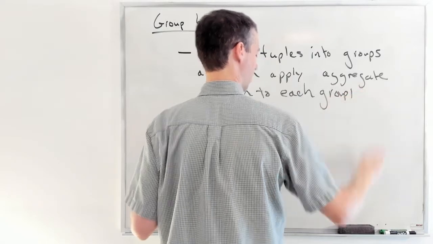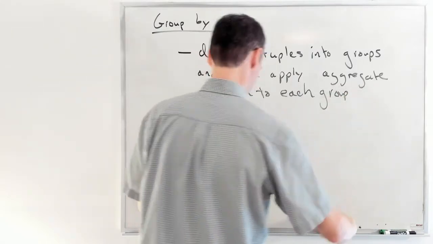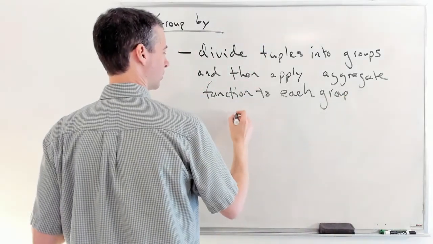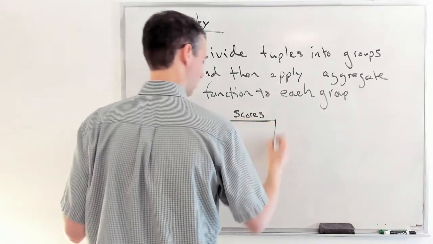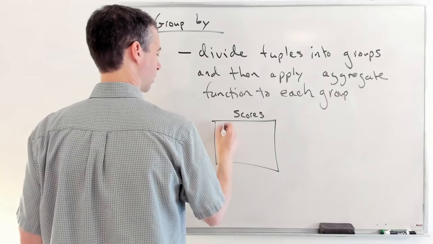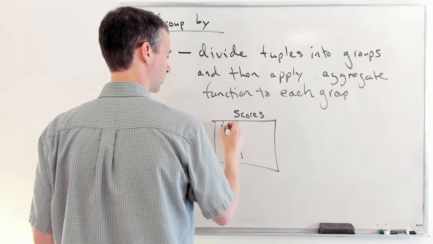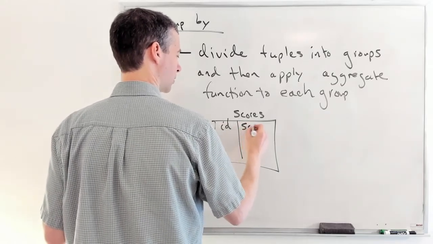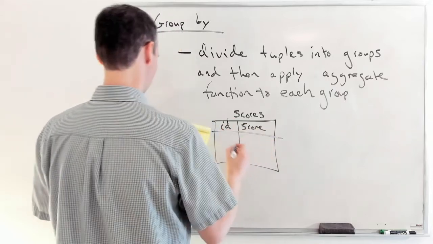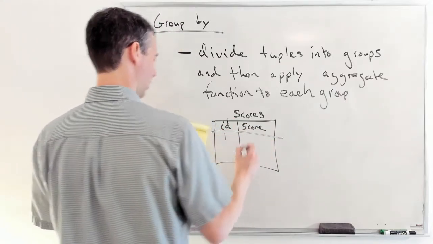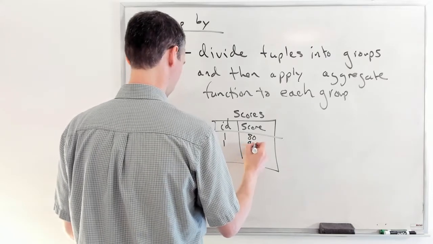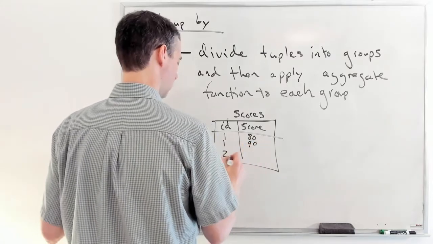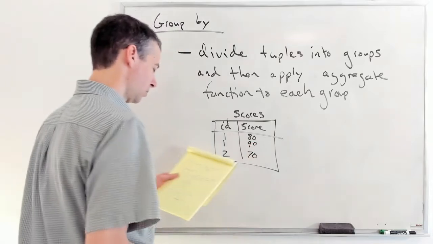So as a tiny little example here, maybe I've got a relation, a table called scores. I got a column ID. I have a column score. And ID 1 had a score of 80. ID 1 also had a score of 90. And ID 2 had a score of 2.